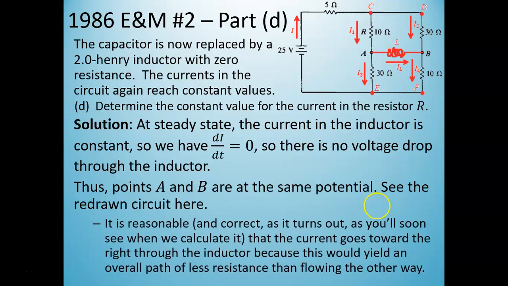Now, it turns out that it's reasonable to suspect that the current is actually going from A to B through the inductor. It turns out it's also correct, as that's the result of a calculation that we're eventually going to do. But it's reasonable because you recognize there's less resistance from this point that I've labeled C down to A than there is from this point that I've labeled D down to B. So you would expect that more current is going to go along this path than along this path. And it turns out that ends up being correct, as we will find eventually.